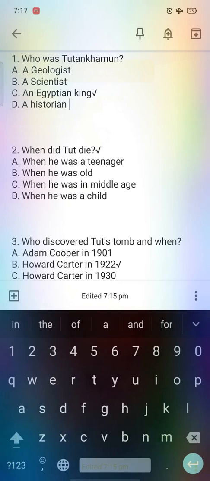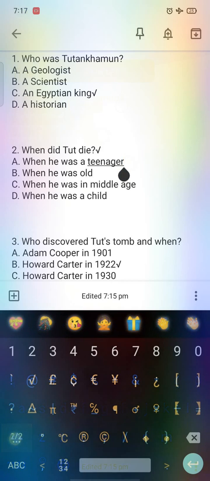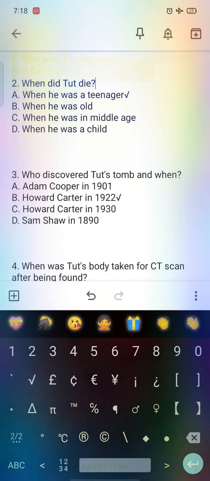Now the second question, that is, when did Tut die? First option, when he was a teenager, and this is the correct answer. When he was a teenager. Let me let you know the third one.